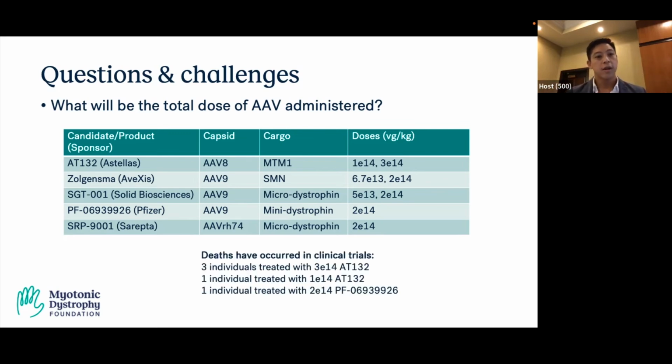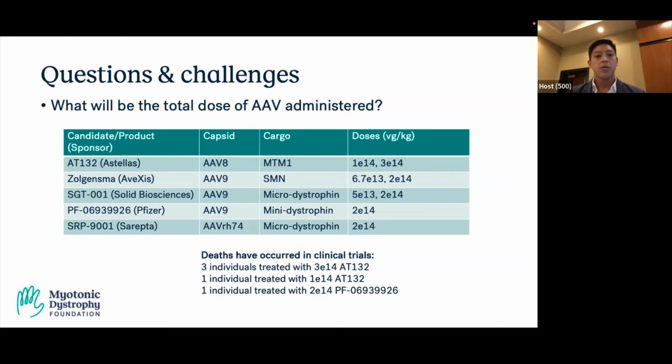These trials, while in some individuals have shown really dramatic beneficial effects, some of the kids and some of the people in this audience have been able to witness this firsthand. Some of these effects are extremely dramatic, but at the same time, there have been severe consequences, deaths occurring in response to high-dose myotubularin AAV as well as in the mini-dystrophin setting.